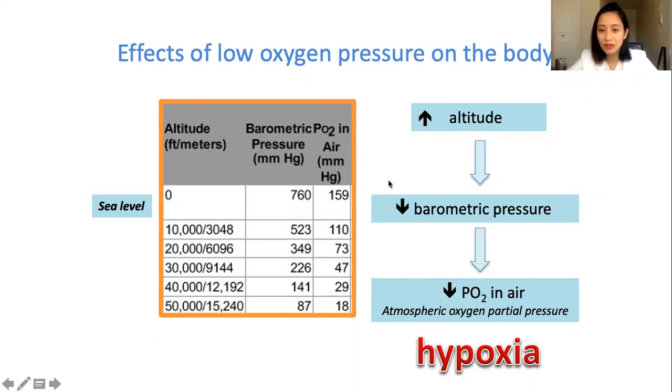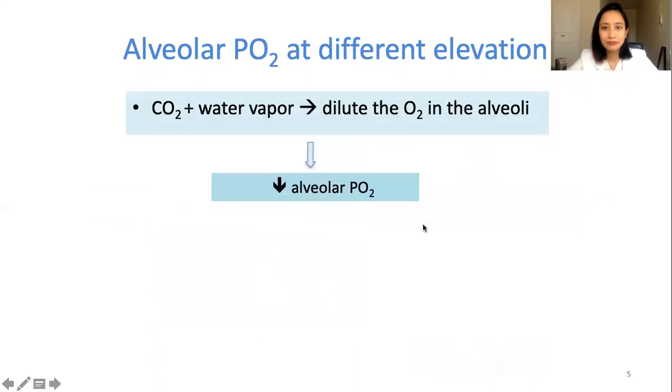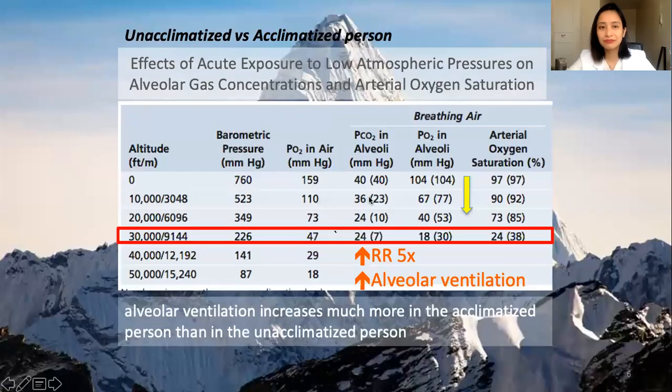Because of this, there is less oxygen available for use in our body at higher altitudes. This can result in hypoxia, especially at very high altitudes, such as the peak of Mount Everest. At the alveolar level, at different elevations, the combination of carbon dioxide plus water vapor results in dilute oxygen in the alveoli, and this further dilutes the alveolar partial pressure of oxygen.